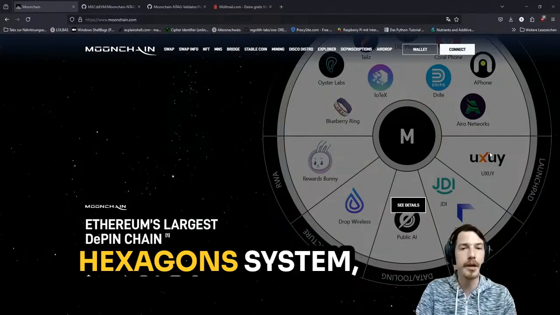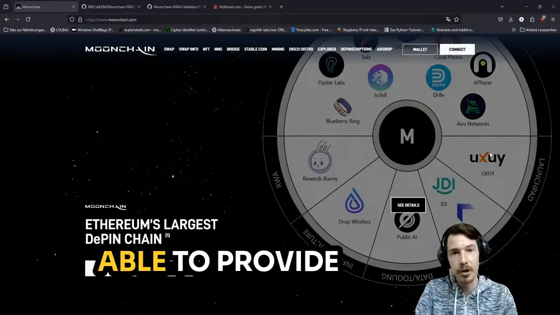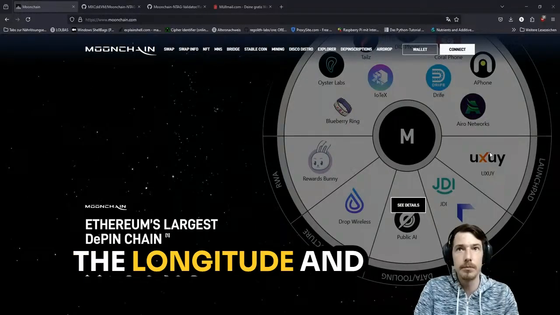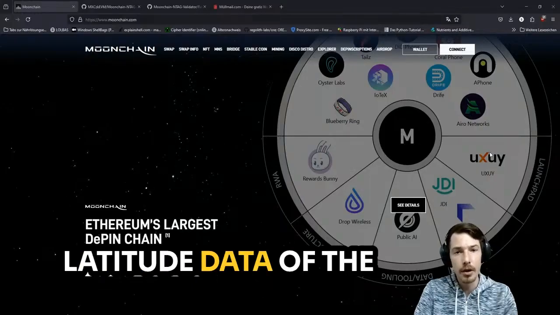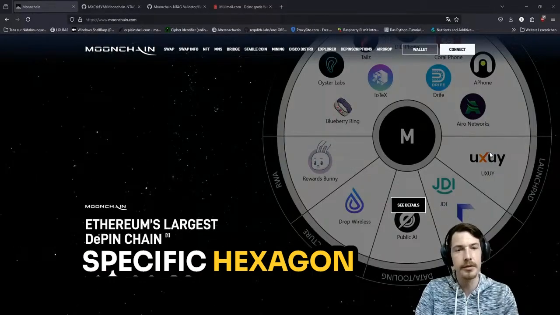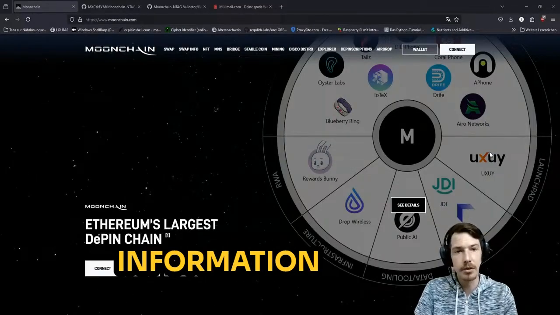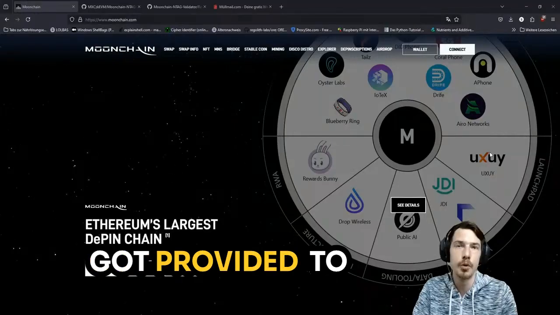Moonchain uses the hexagon system. With this, we are able to provide the longitude and latitude data of the specific hexagon where the sensor information got provided to the next miner.